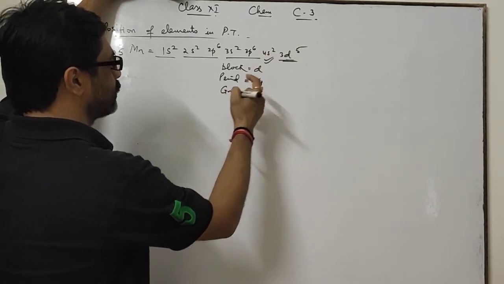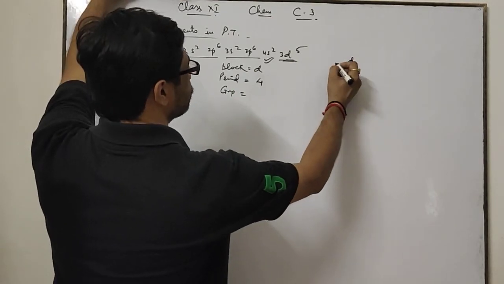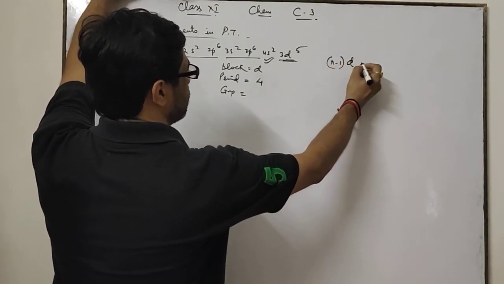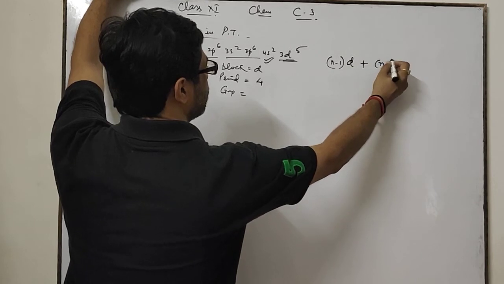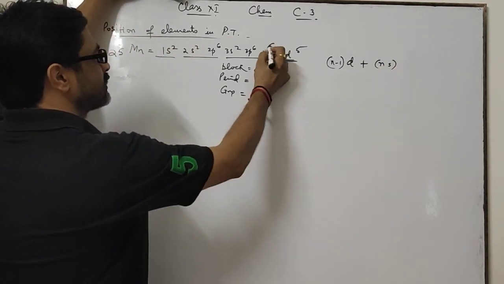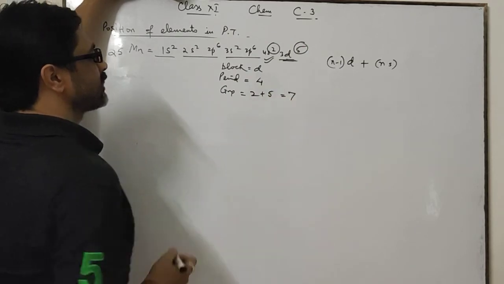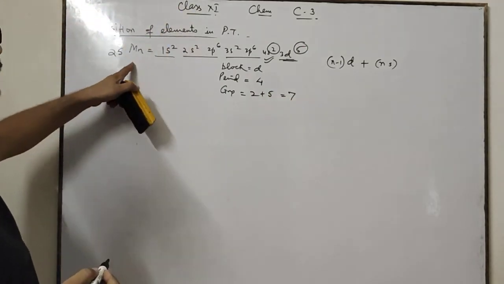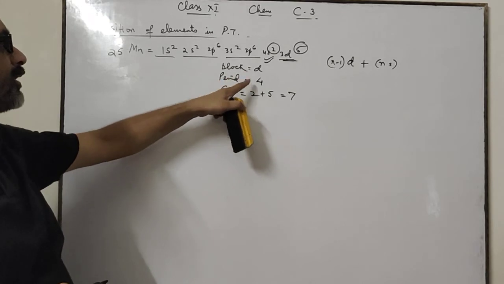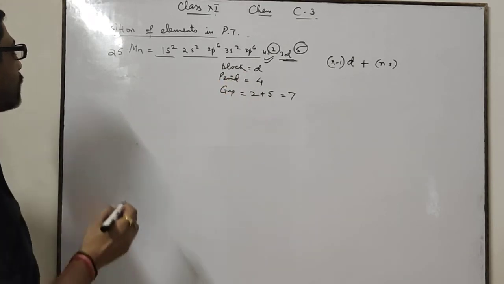And the group number. To find the group number in d block elements, we add the (n-1)d electrons and the ns electrons. Means this one is 2 and this one is 5. 2 plus 5 becomes 7. This element belongs to block d, period 4 and group 7.